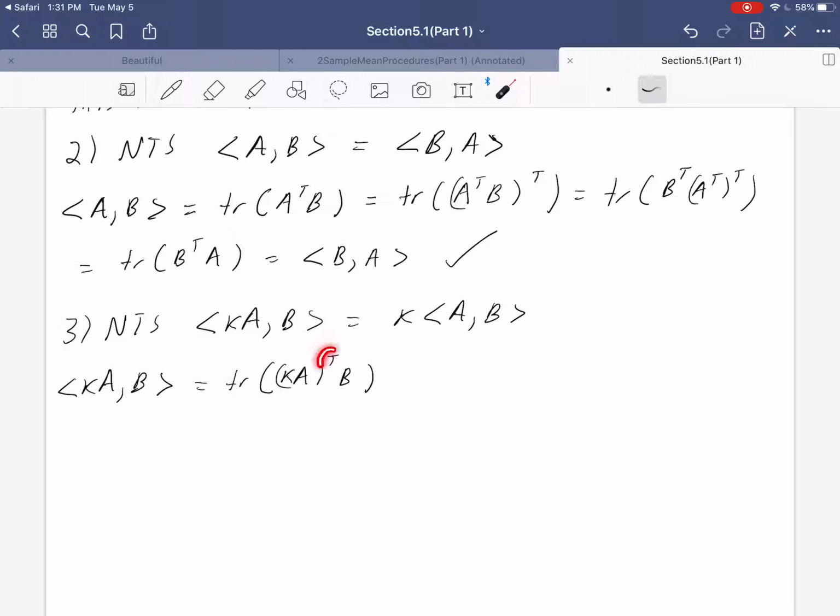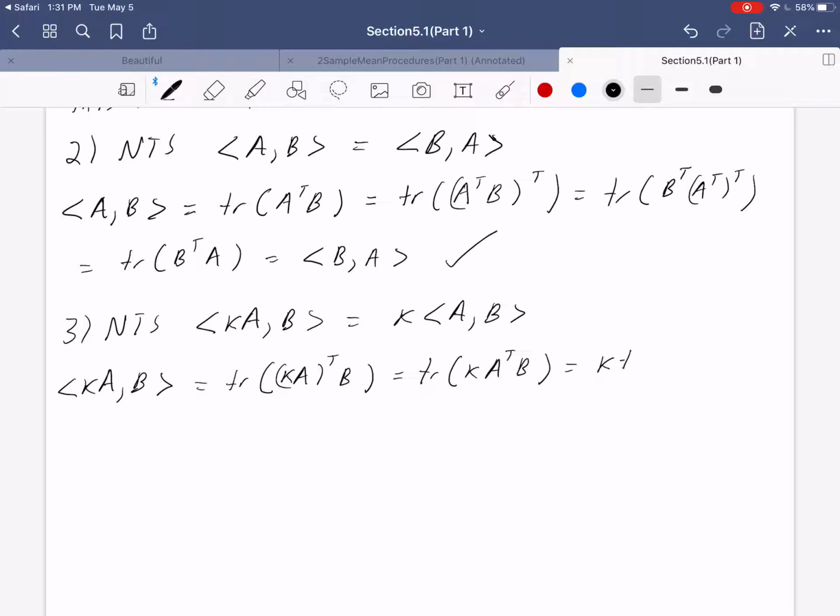Now, of course, the transpose is a matrix operation, so we can just bring the K outside. So this is trace of K times A transpose B. Right? K is just a constant there. And of course, if you're multiplying this matrix by K, you're multiplying every element, specifically every element on the diagonal. So when you do the trace, you can factor that K out. And actually, we proved that way back when we first introduced the trace.